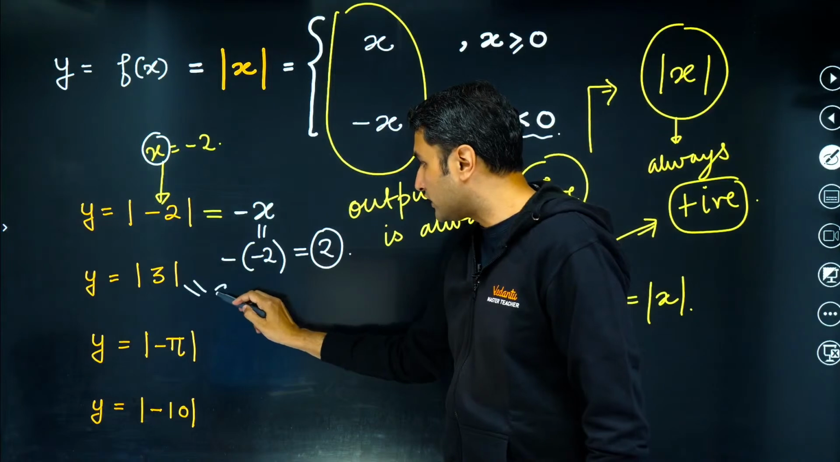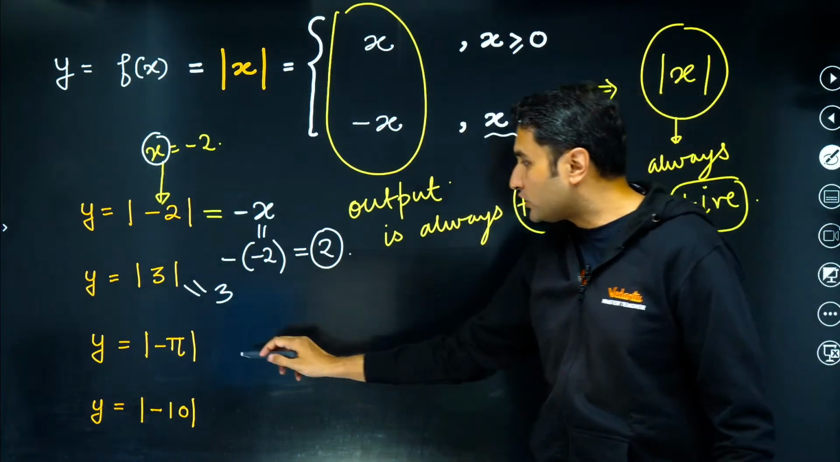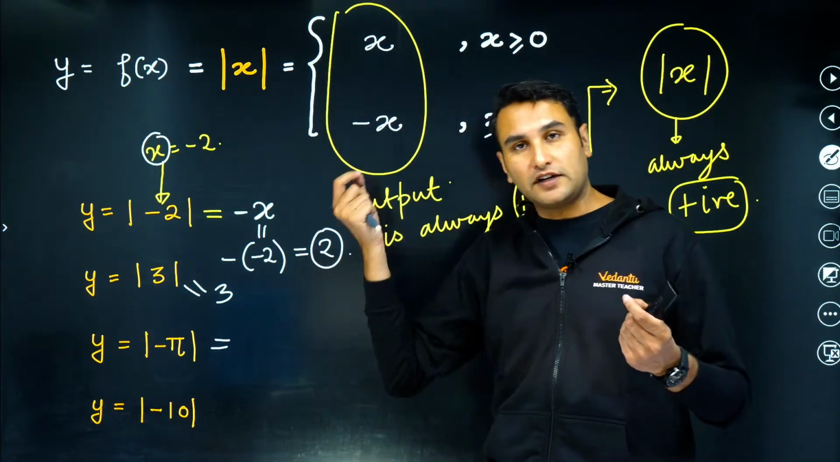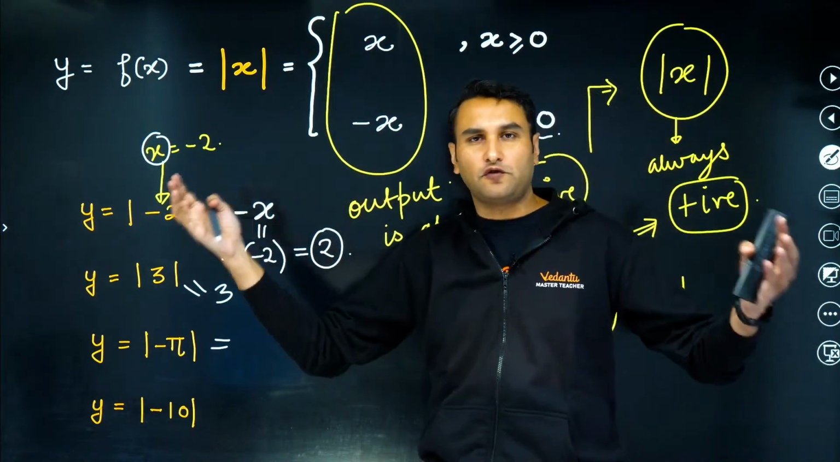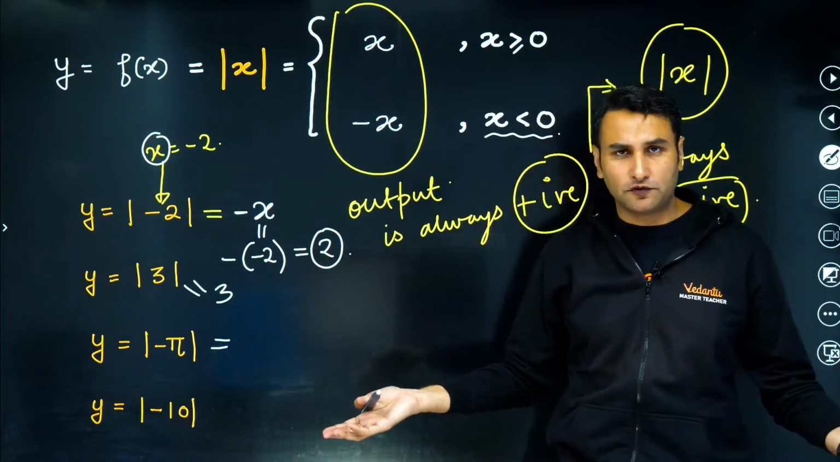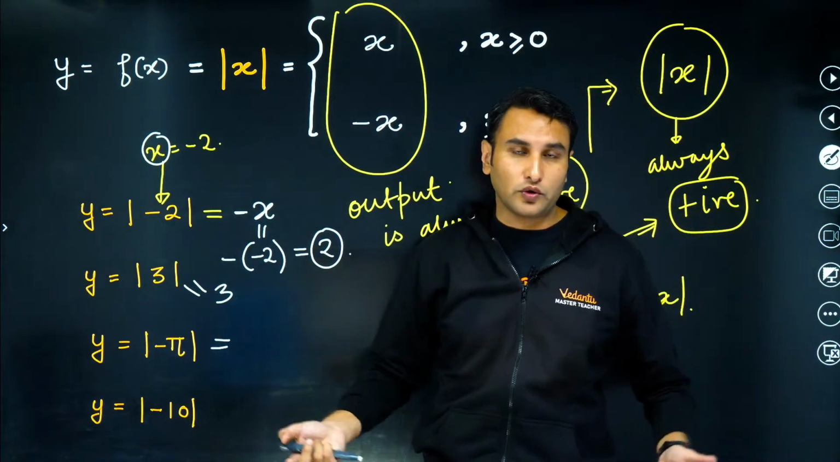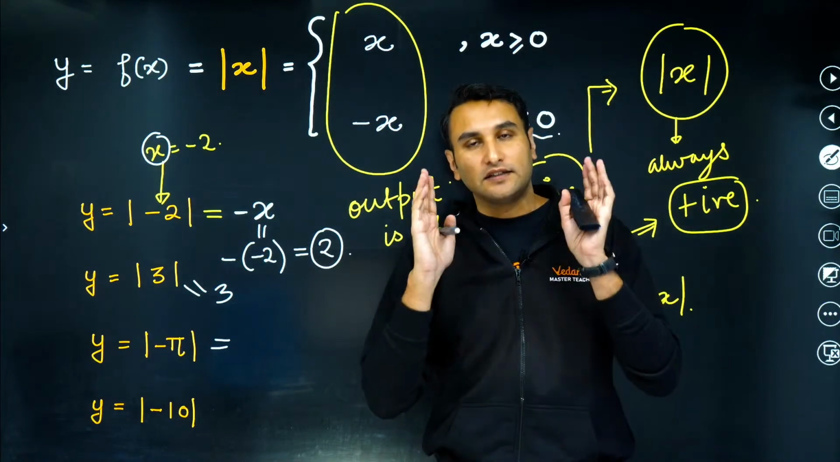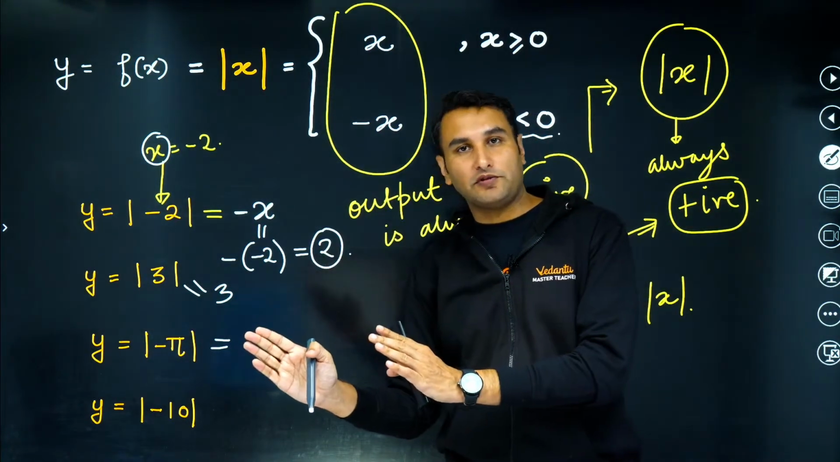Mod 3, no doubt it is 3. Input can be any real number. It need not be an integer. So we are discussing 2, minus 2, 3, 4. But it can be 3.14. It can be root 2. It can be minus root 2, whatever. Any real number can be the input. Just that the output will be positive.